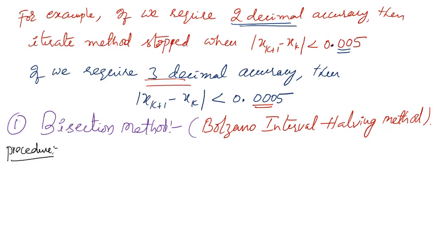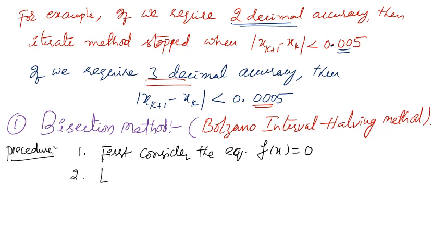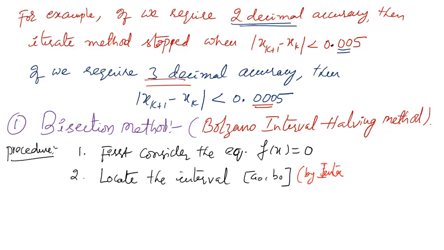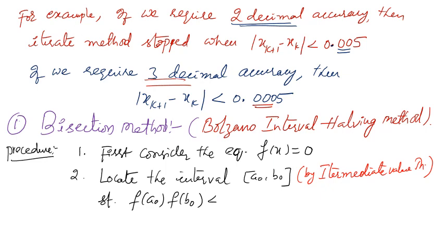Let me explain stepwise. Step 1: consider the equation f of x equal to 0. The given equation, obviously, will be given in the problem. Step 2: locate the interval closed a0 comma b0. How to locate the interval? By using the intermediate value theorem. Locate the interval a0 comma b0 such that the product of f of a0 and f of b0 is less than 0. This means f of a0 and f of b0 have opposite signs.